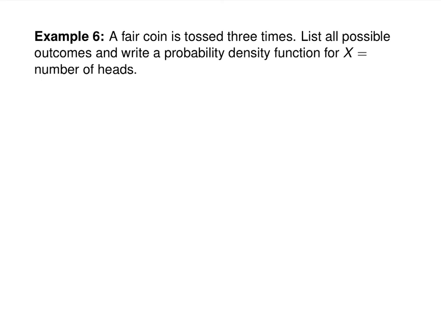A fair coin is tossed 3 times. List all possible outcomes and write a probability density function for the random variable x, which is equal to the number of heads in those 3 tosses. So listing the outcomes is like finding our sample space, so let's just call it S. So the outcomes could be all heads, heads, heads, heads. You could have had heads, heads, tails, heads, tails, heads, and tails, heads, heads.